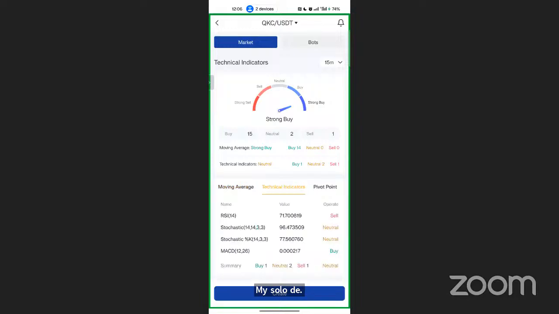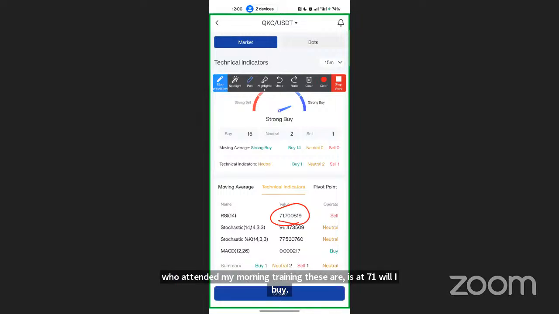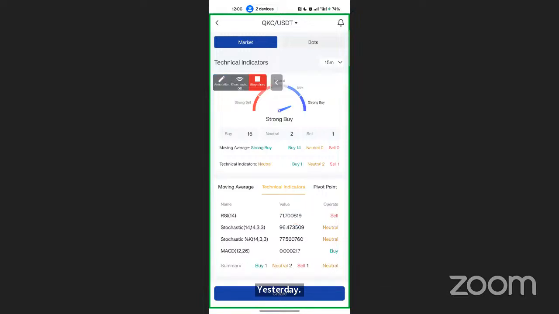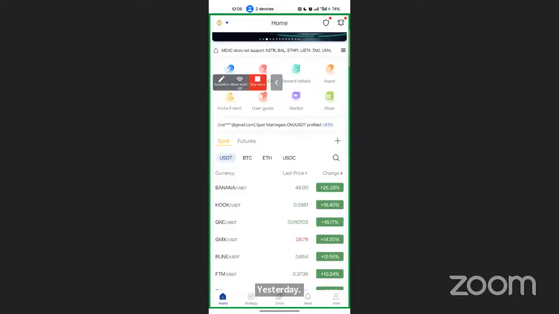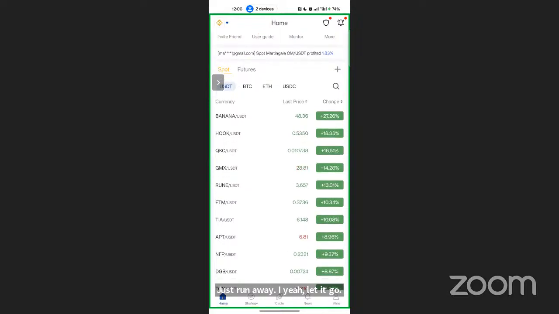You see now, this RSI is at 71. Will I buy? Those who attended my morning training, this RSI is at 71. Will I buy? I'll just run away. Yeah, let it go. I ran away.